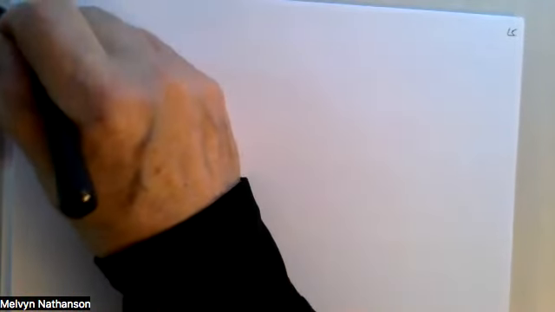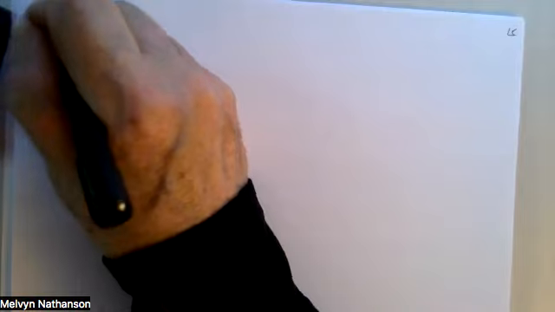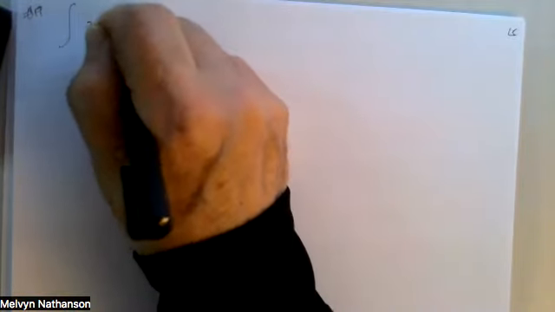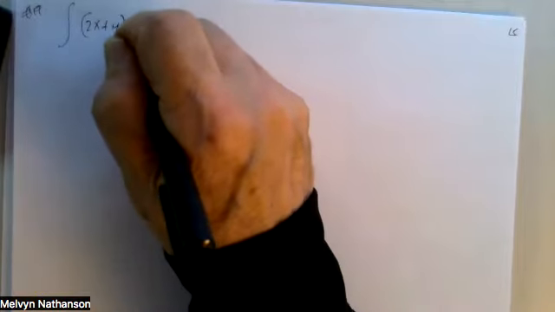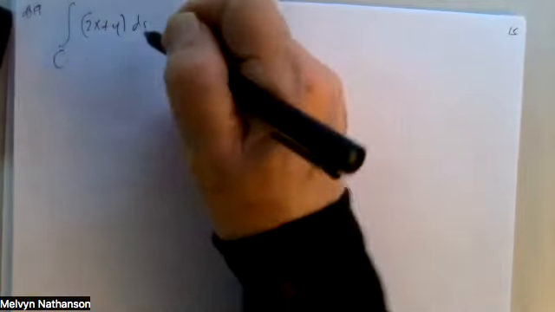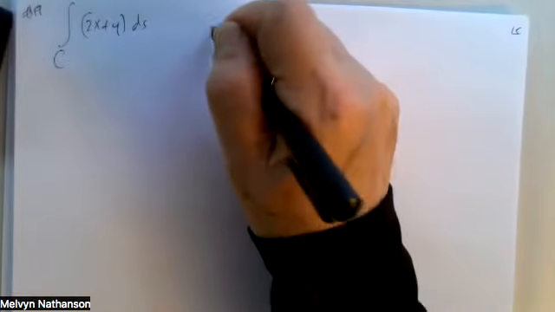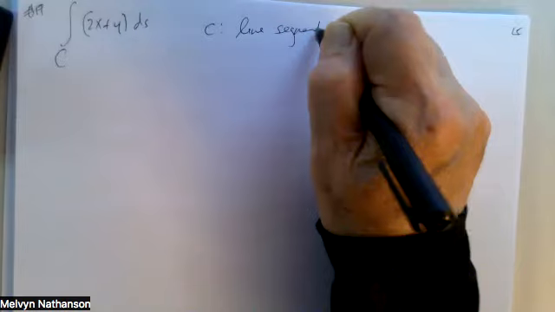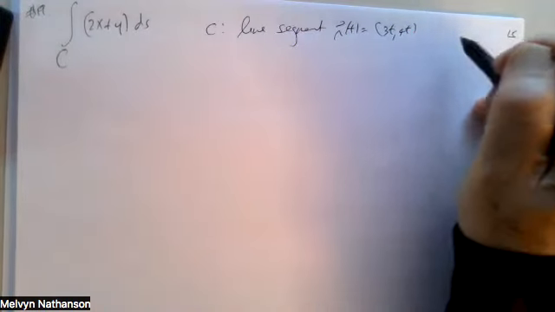Now let's look at number 19. So I want to find the integral of the function 2x plus y along a certain curve C, and C is the line segment given by r of t equals 3t, 4t, as t goes from 0 to 2.